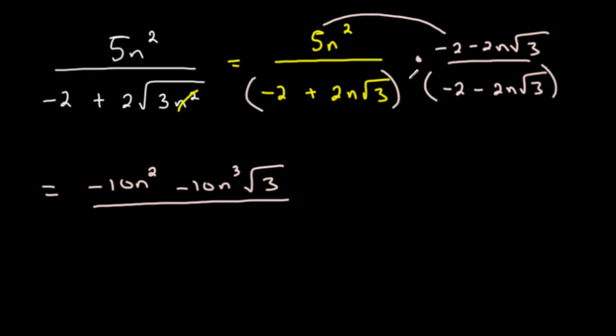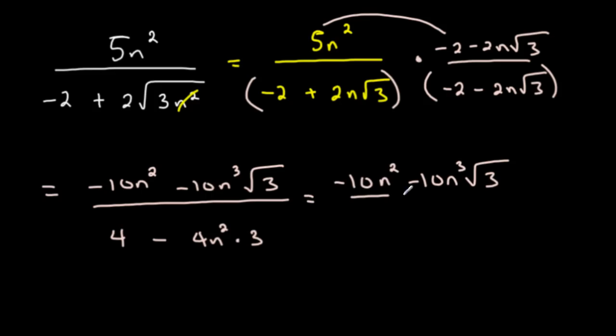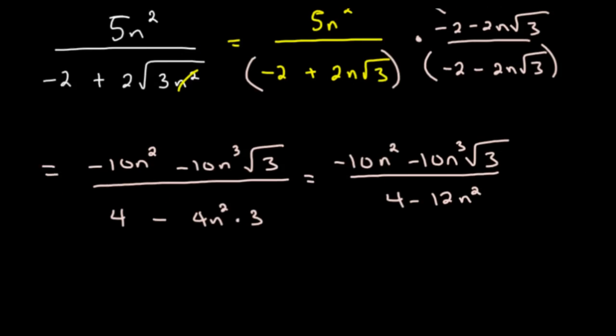FOIL. Negative 2 times negative 2 is going to be 4. Minus plus, my middle terms will cancel out, and then finally 2n times radical 3 gives minus 4n squared times 3, just to show that. Simplify that, so I got negative 10n squared minus 10n cubed radical 3 over 4 minus 12n squared. Simplify where you can.